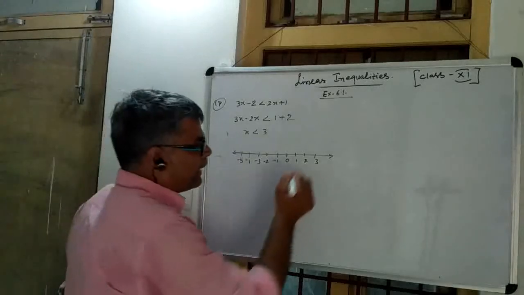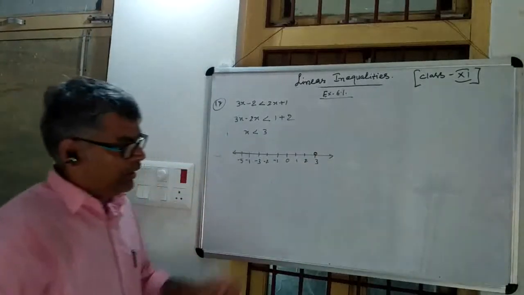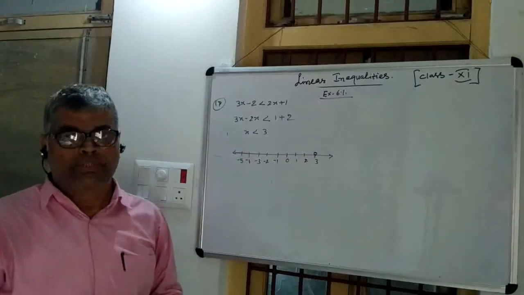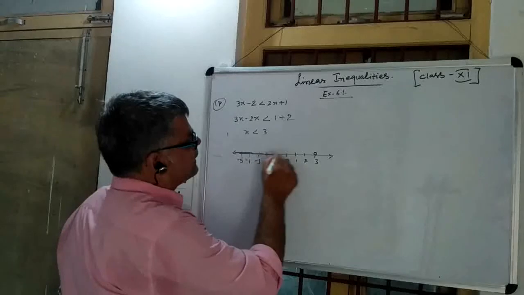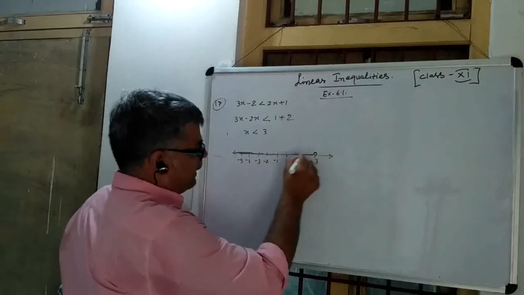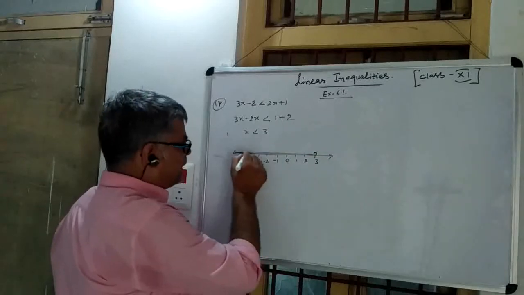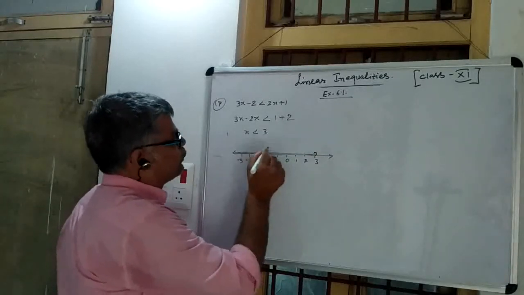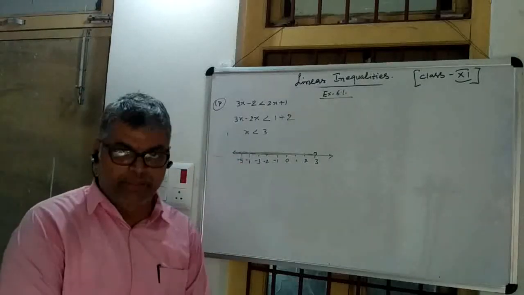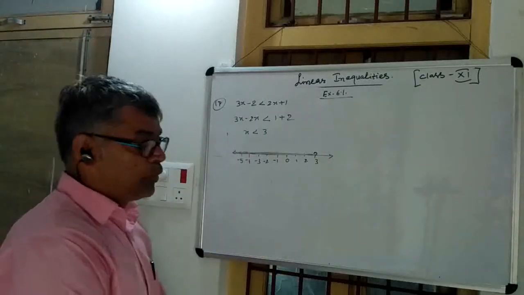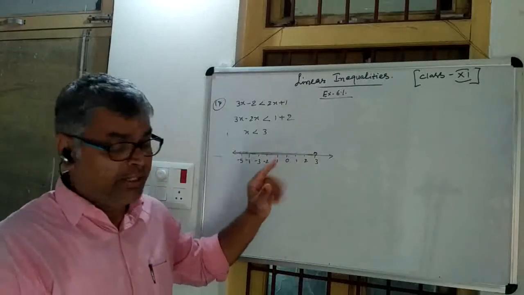So first you make a round circle at point 3 and darken the line towards the left. Less than means towards the left on the number line. This darkened line represents the solution of x graphically on the number line. This is the method to represent the solution graphically on the number line.